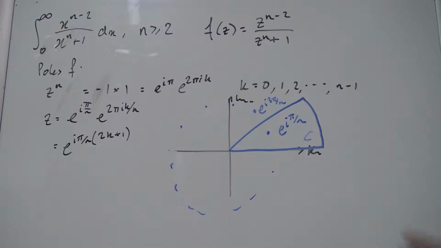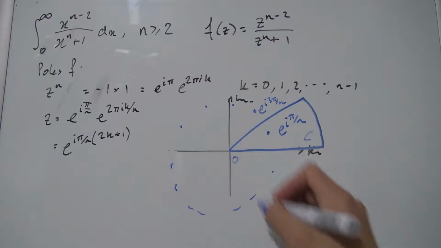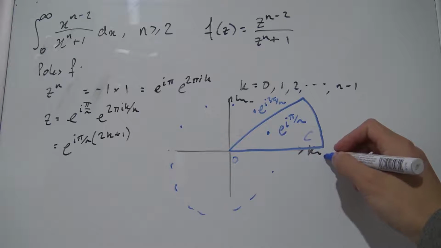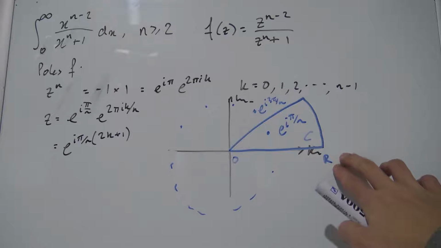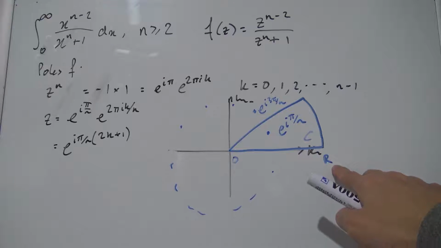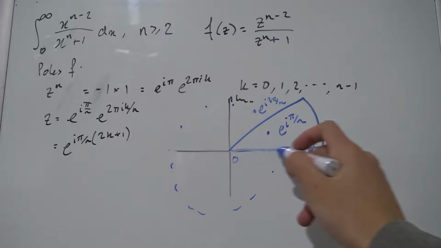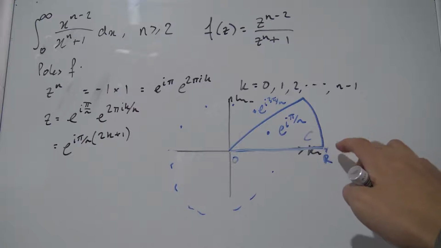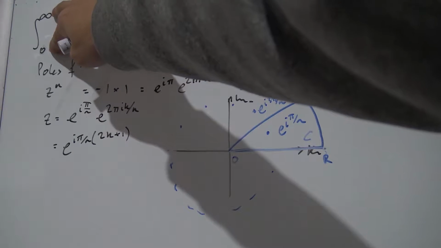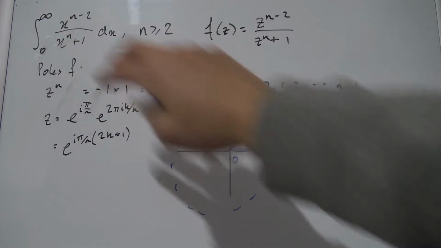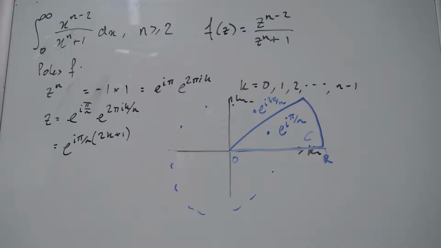So let's take a look at this contour in more detail right now. Notice it's going to start from 0, and it's going to run all the way up to, let's say, some big number r. Later we're going to let our r go to infinity, and this line from 0 to r, this path of our integral, is going to become our original interval from 0 to infinity.